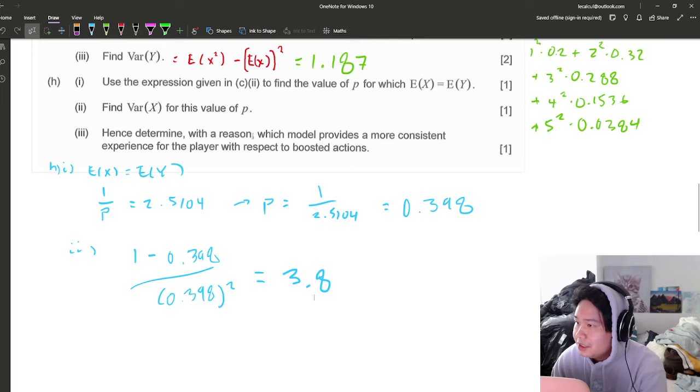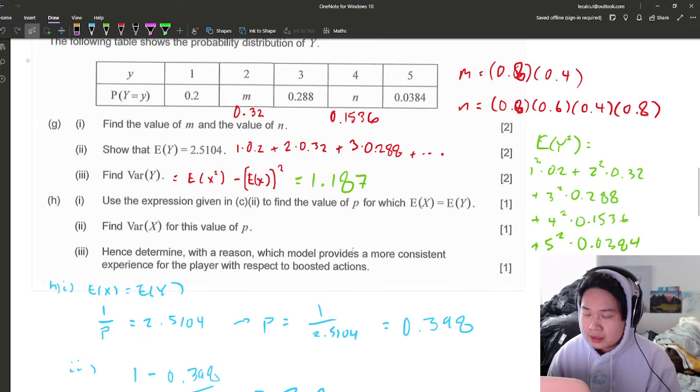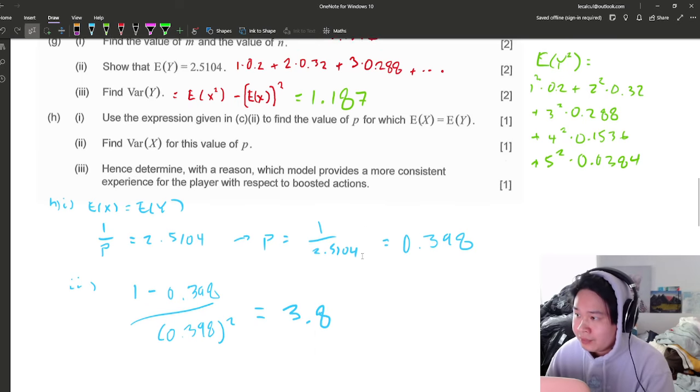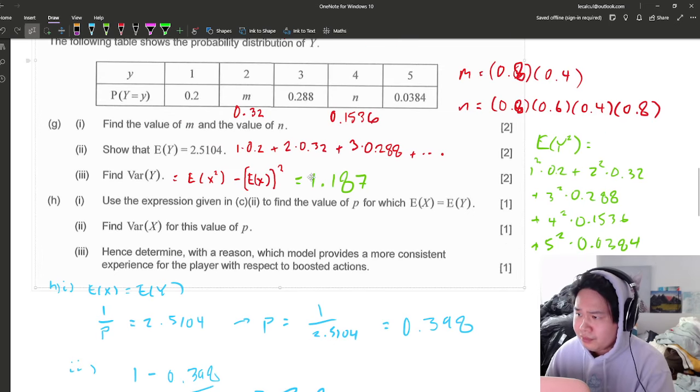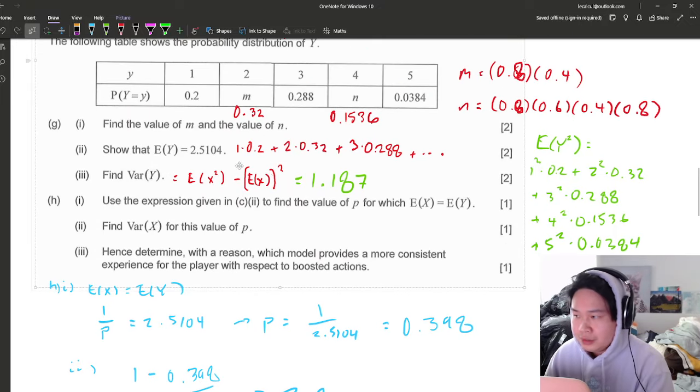And then hence, determine which, within reason, which model provides a more consistent experience for the player with respect to boosted actions. So consistency has to do with how spread your data is. So we want a low spread, like a low standard deviation, or a low variance. So if we were to compare the two variances, this is 3.8. And if this is calculated correctly, this one is like 1 point something. So if you had to pick for consistency, you would pick the second model here.